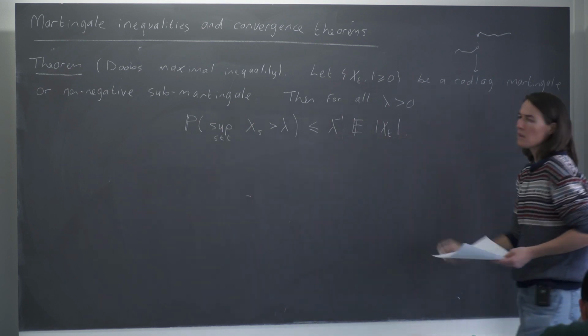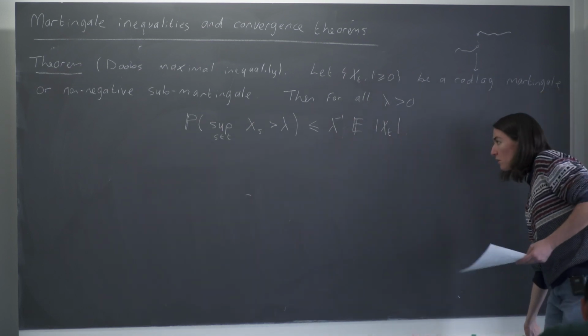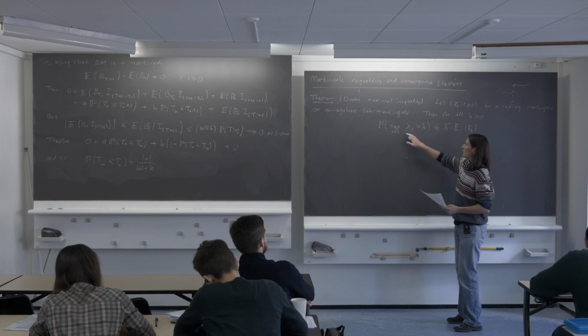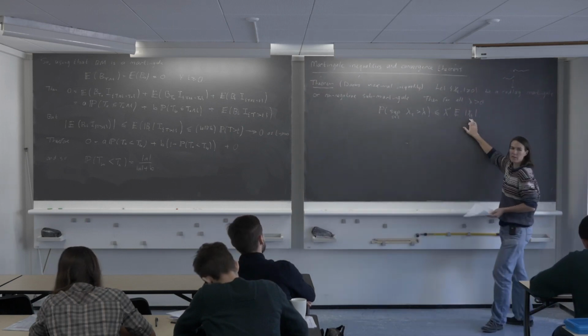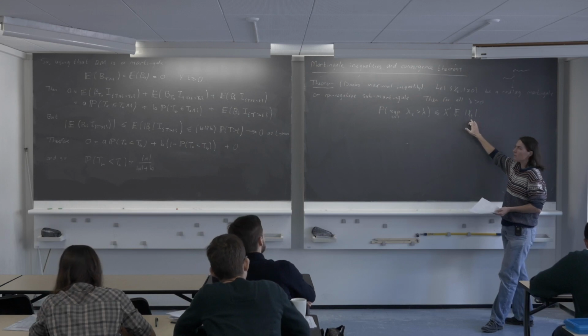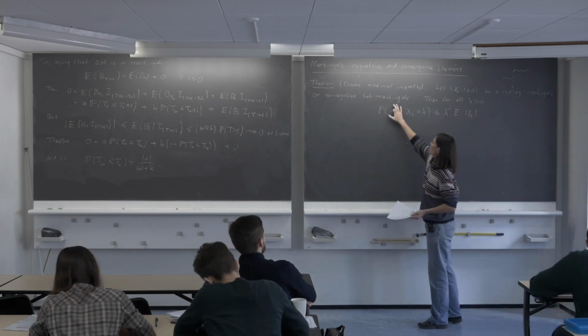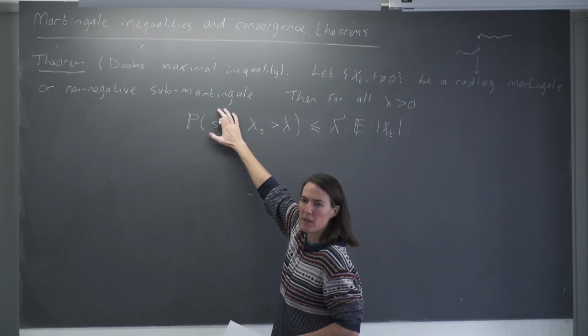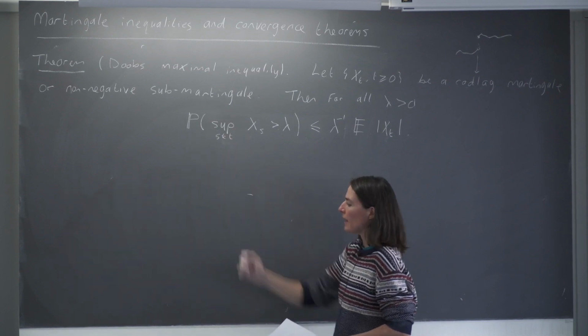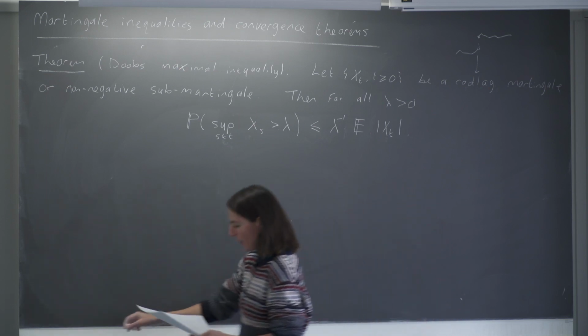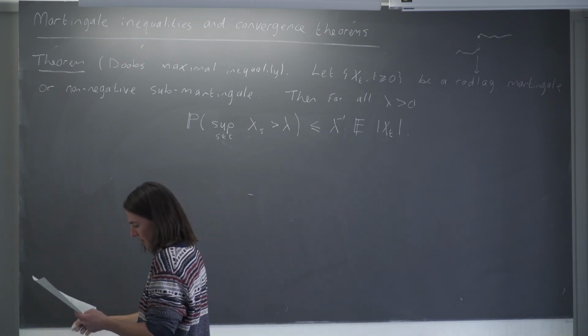of X_t. Okay, so this one is very useful because the left-hand side is the supremum over uncountably many random variables, and the right-hand side only depends on one random variable. So if you just had that, this would look a lot like Markov's inequality. The key point is that we can put the supremum in there. That's what makes this a really powerful result.